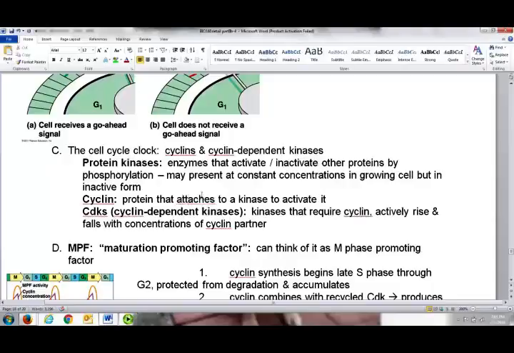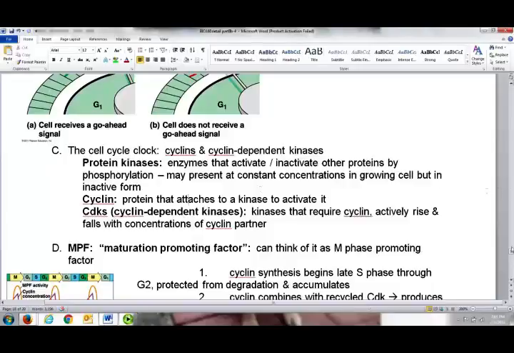So a cyclin is a protein that attaches to a kinase to activate it. And a CDK or cyclin-dependent kinase is a kinase that requires a cyclin. So these levels will actively rise and fall with the concentrations of the cyclin partner.